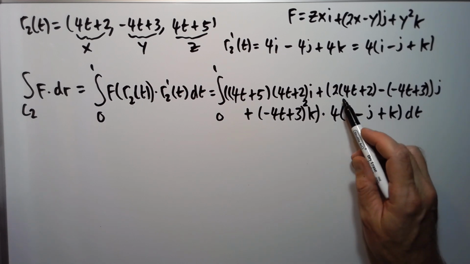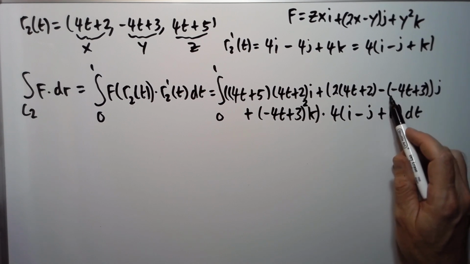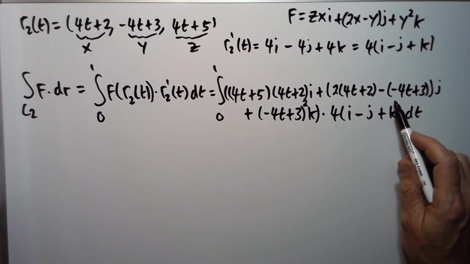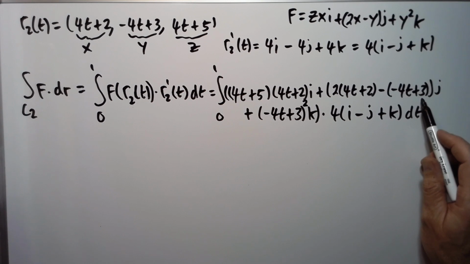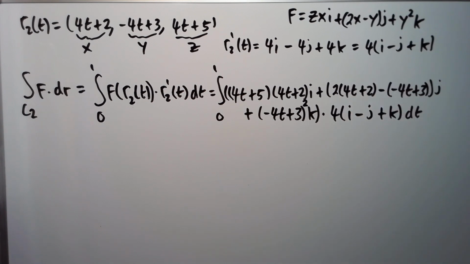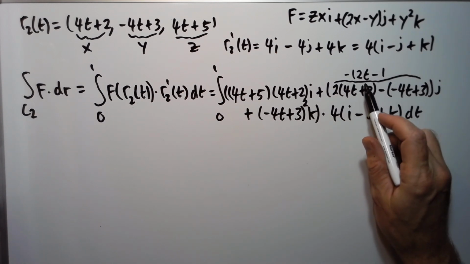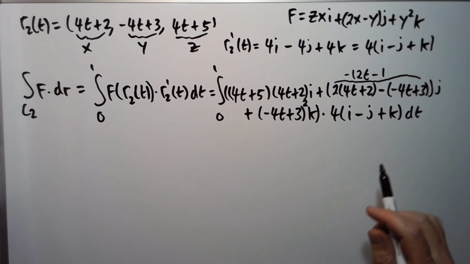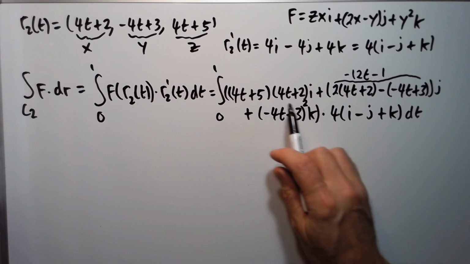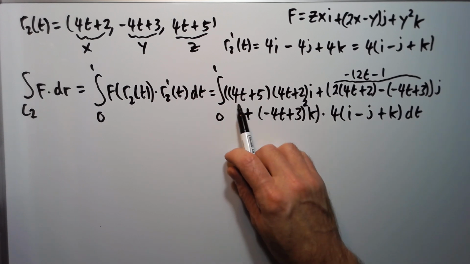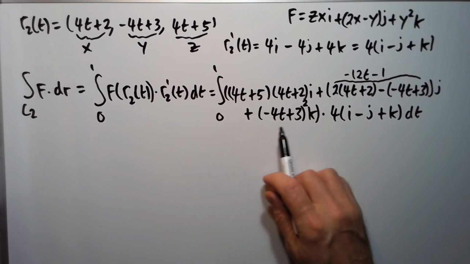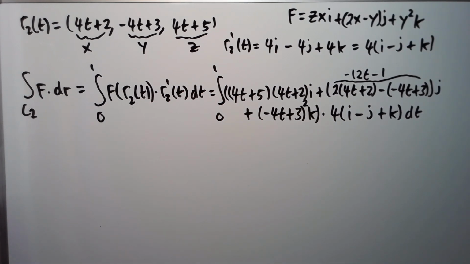Okay, so simplifying this is going to be 8 plus 4, so it's going to be 12t, and minus 4. Let me write up here what you get. So that part becomes negative 12t minus 1. Okay, now let's do the dot product. The 4, I'm just going to bring outside the integral. Then it'll be 1 times this guy, negative 1 times this guy, 1 times this. Let me write it over here.